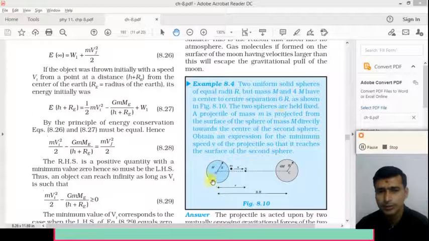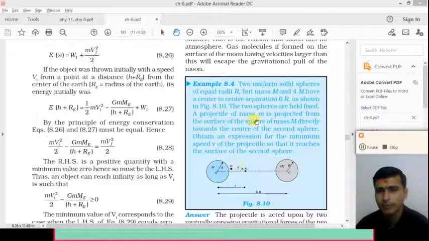So here, as shown in this figure, there are two spheres. The first sphere has a mass capital M and the second sphere has a mass 4m. The center to center separation between these two spheres is 6r. Now, these two spheres are held fixed.